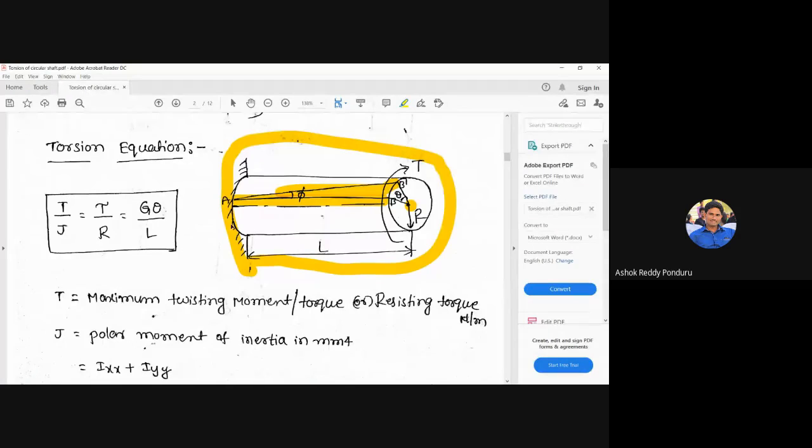But we may get a doubt here, sir. In the bending equation, M by I is equal to f by y is equal to E by R, where I is the moment of inertia about the x-axis. But why should we consider the moment of inertia about the z-axis? Just look here. We are applying the twisting moment about the z-axis. This is the axis of rotation. Suppose, for example, I am going to draw one line here.